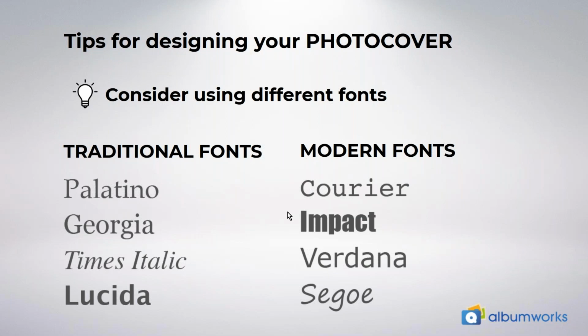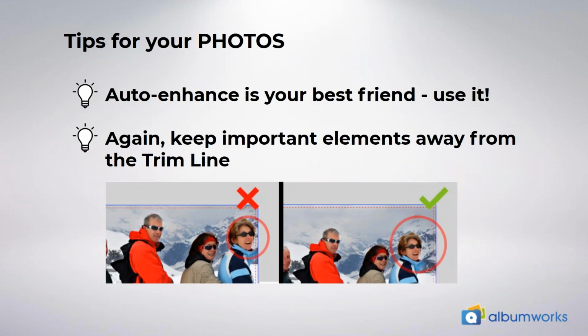Okay, let's move on to design tips for your photos. Probably the best piece of advice we can give you is to use the auto enhance feature. It will give you confidence that your images will be bright enough when printed. So the feature uses a formula to automatically enhance the light and shadow of your photo, making it as suitable as possible for printing. It won't make a really bad photo perfect, but it will adjust the brightness and contrast as much as it can.